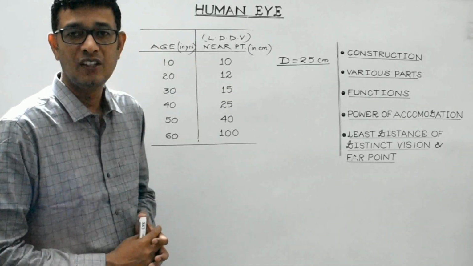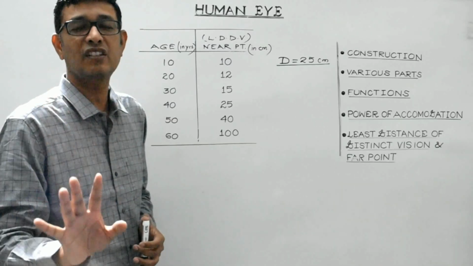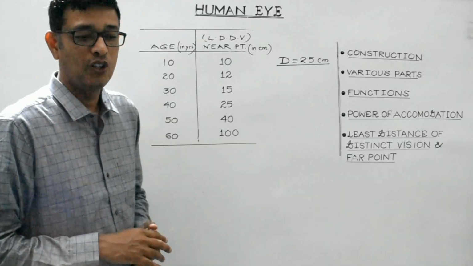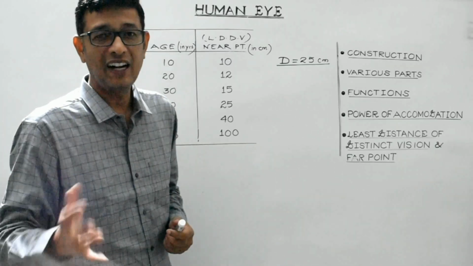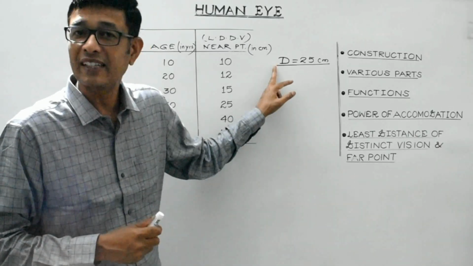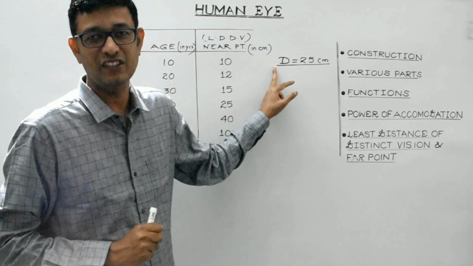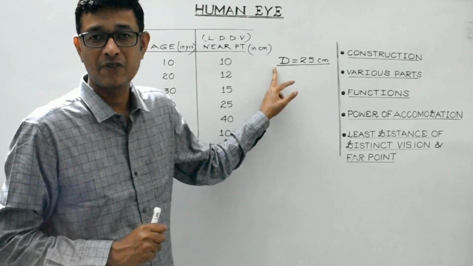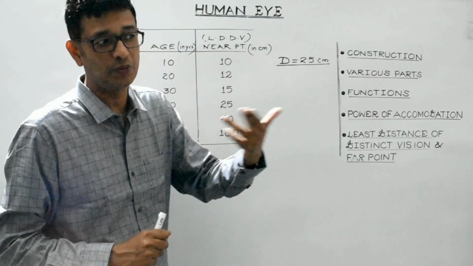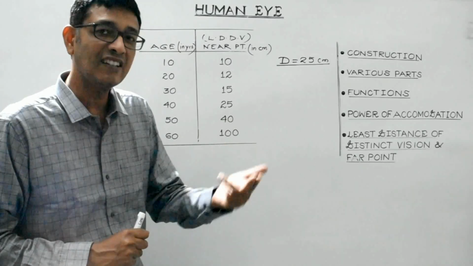Right, students? So L.D.D.V for a normal eye, for convenience, we consider it to be 25 centimeter. So while solving numericals, until and unless otherwise mentioned, the value of L.D.D.V, that is capital D, is to be considered as 25 centimeters. Clear, students? So it is the minimum distance of an object from the eye at which the object can be seen clearly and distinctly.